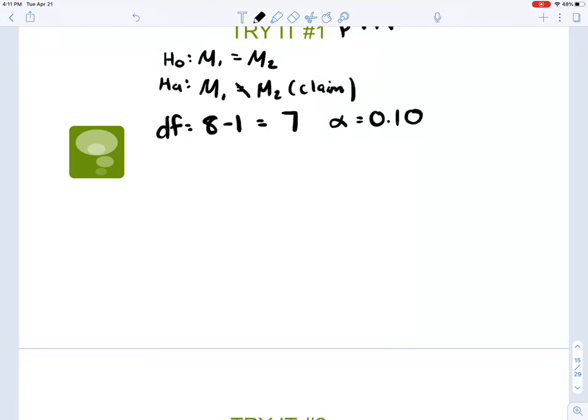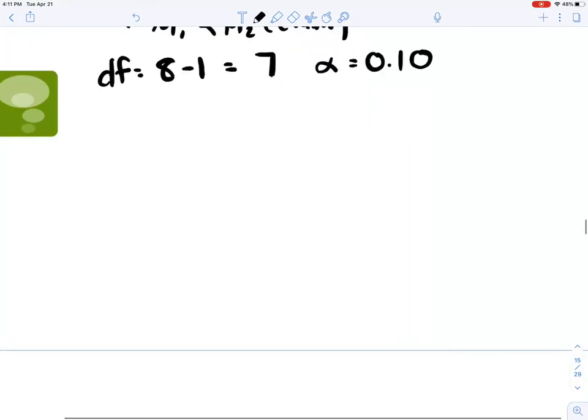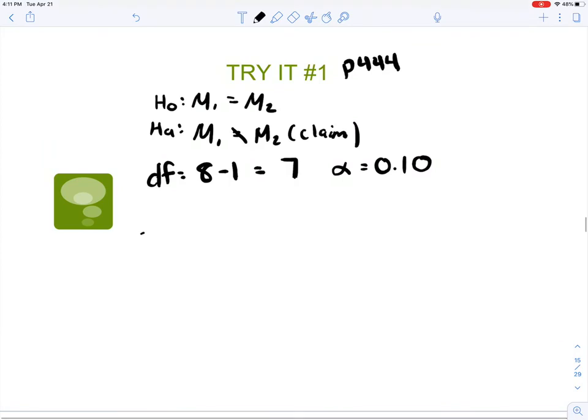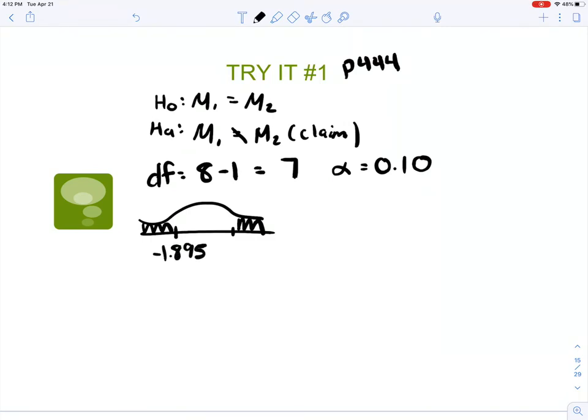So now I'm going to look at the t-chart. I see I'm looking for something that's two-tailed, so I'm going to look at the two-tail column. I'm going to look at the degree of freedom of 7 and the level of significance of 0.1. I see negative 1.895 and positive 1.895. So now that I have my rejection region, you can plug it into the equation.